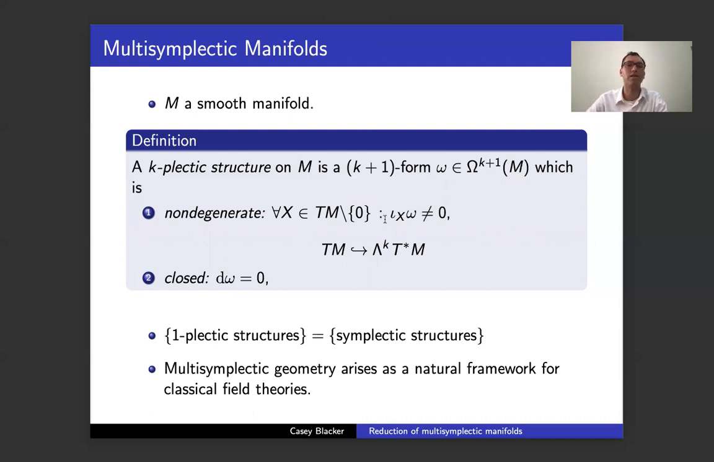This is to say that the interior product with omega yields not an identification, but an inclusion of vector bundles of the tangent bundle on M into the kth level exterior algebra bundle of the cotangent space. And then second, we want omega to be closed. So two things here to note. First, the one-plectic structures on M are precisely the symplectic structures. That is, when k is equal to 1, this is the definition of a symplectic form.